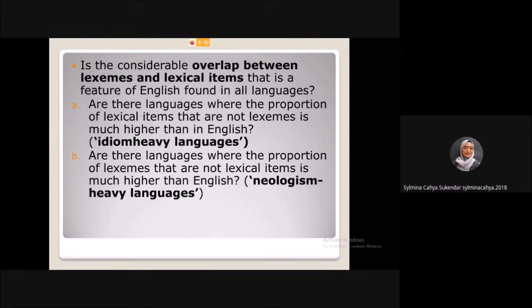The question is two-fold, in which each fold will determine what kind of languages are outside English based on the comparison of the amount of lexical items and lexemes inside the language. The first kind is idiom-heavy languages. Idiom-heavy languages have more lexical items that are not lexemes than in English. And the second kind is neologism-heavy languages. In neologism-heavy languages, lexemes that are not lexical items are much more numerous than in English.